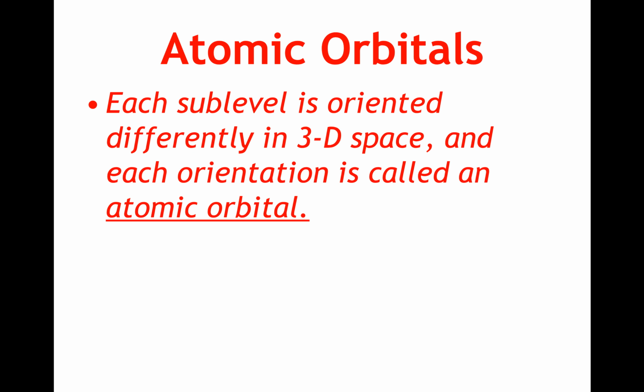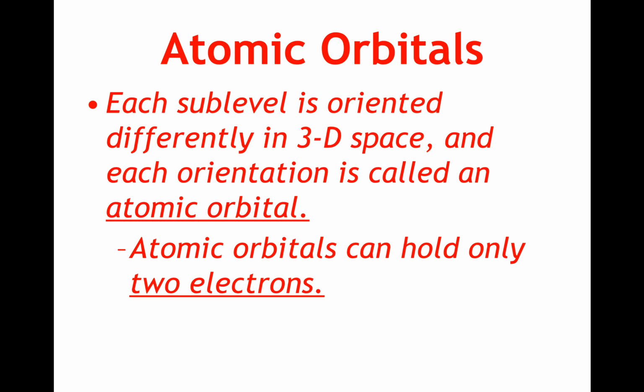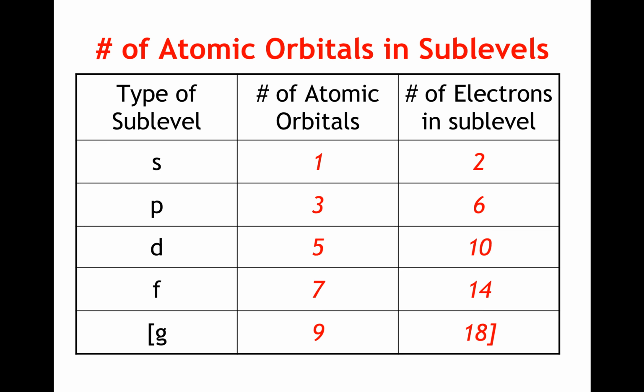Each sublevel is oriented differently in 3D space, and each orientation is called an atomic orbital. Atomic orbitals can hold only 2 electrons, so with all these suborbitals, each of the individual ones can only hold 2 electrons. So, in S sublevels, there's only one atomic orbital, and so it can hold only 2 electrons. And you saw that in Build an Atom. Whenever you dropped one of the electrons in, it went to the first ring, and it only would allow 2 electrons in that first ring.